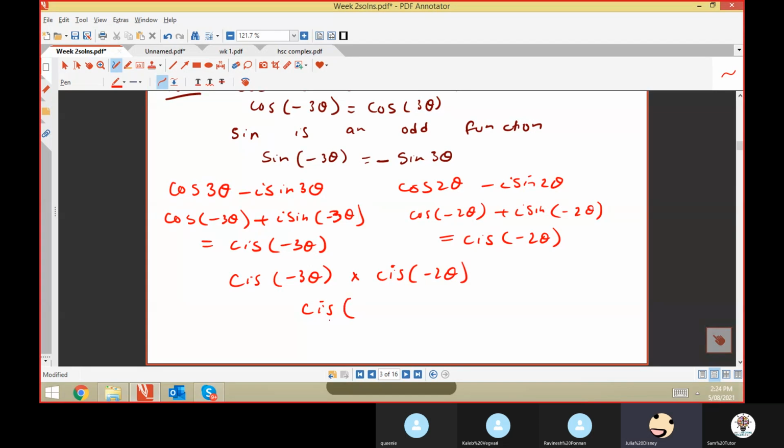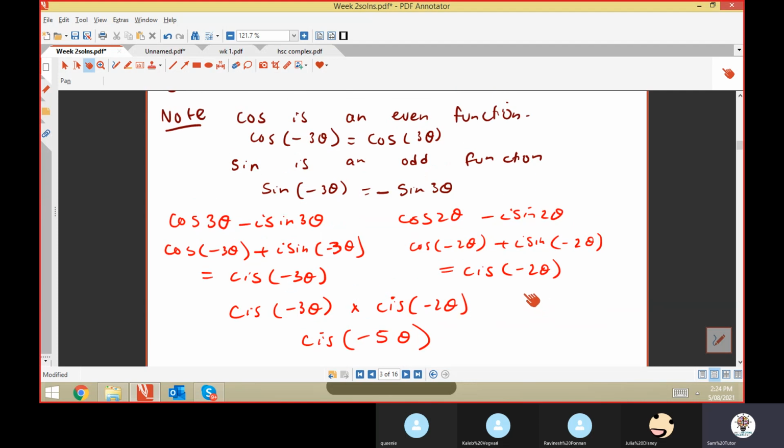Sorry, it's minus 5 theta. The minus 5 theta? Yeah. So the idea is you're not technically expanding using binomial expansions and whatever. The nice thing about polar form is all you do is multiply the numbers on the outside, and the angles on the inside, you can just add them. Makes life a little bit easier, especially when we do the next bit, you'll see.